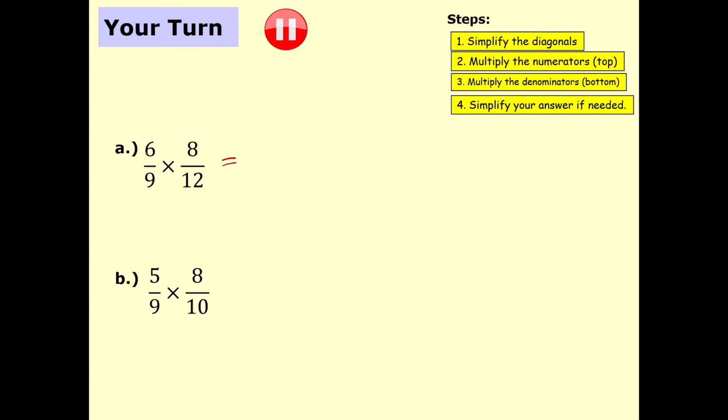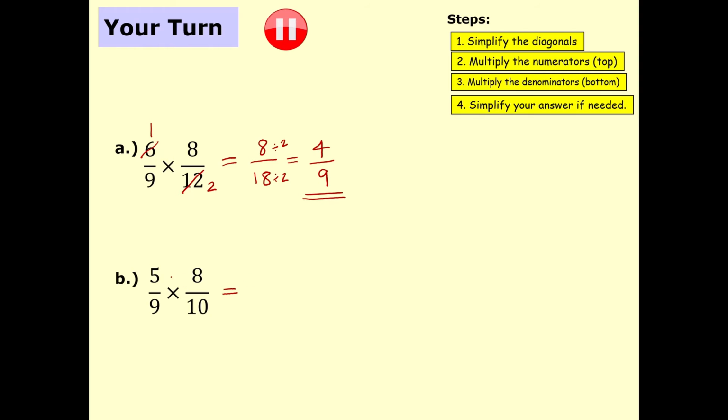First diagonal, 6 and 12. Well, they're both in the 6 times table, so we can divide them by 6. 6 divided by 6 is 1. 12 divided by 6 is 2. Check your second diagonal, 8 and 9. Well, we can't simplify them at all, so let's just go ahead and multiply our numerators. 1 times 8 gives you 8. 9 times 2 gives you 18. They are both even numbers, both in the 2 times table, so we're going to divide them by 2. 8 divided by 2 gives you 4. 18 divided by 2 gives you 9. So well done if you got that.